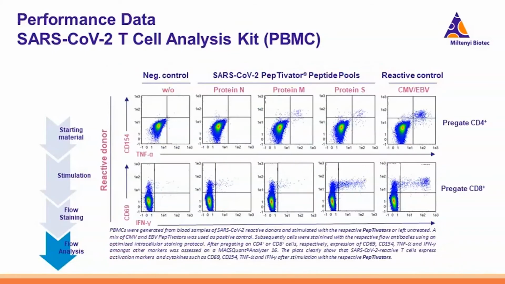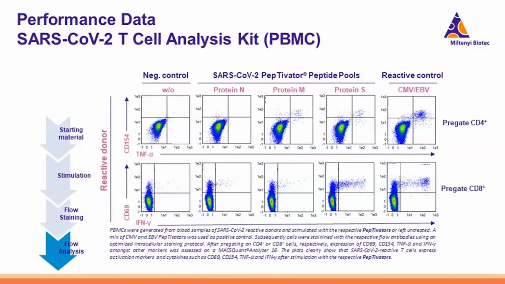We have already generated some exemplary data with our kit that you can see here. So in this nice example, we stained PBMCs of SARS-CoV-2 reactive donors after stimulation with the PepTivators that are indicated here. So for staining, we used the panel included in our PBMC kit plus CD69 to cover the free channel.